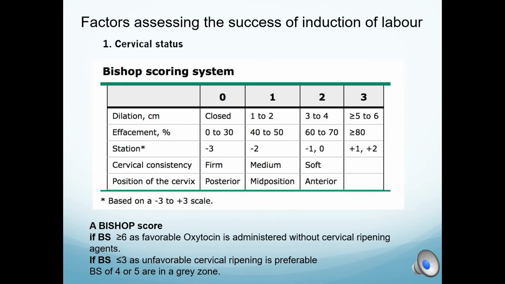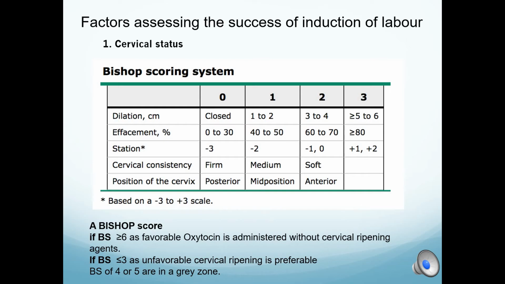If the cervical effacement is 0 to 30%, it will be scored as 0. If it's 40 to 50%, it will be scored as 1. If it's 60 to 70%, it will be scored as 2. And if it is 80% or more, it will be scored as 3. If the head station is -3, it will be scored as 0. -2 station, it will be scored as 1. -1 or 0 station, it will be scored as 2. And +1 and +2 will be scored as 3.